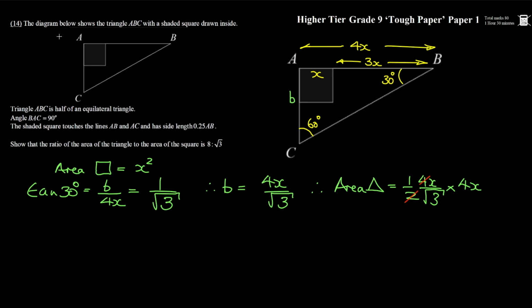Always eager to cancel something away. That becomes 2. So this is equal to 8x on the top over the square root of 3. 8x squared, I should say.